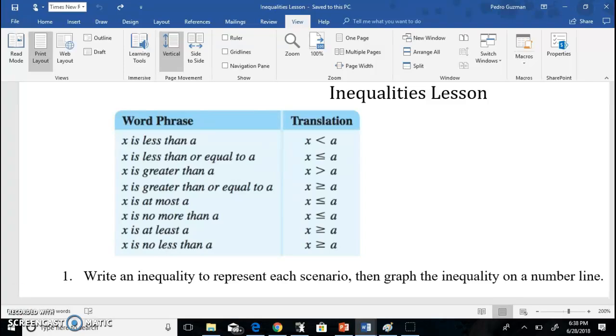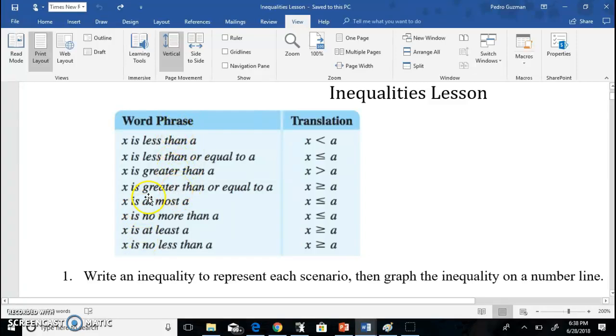So they start off with our basics. X is less than A, and you see X is, and then there's the less than sign. X is less than or equal to A. You've got less than with a line underneath. And then X is greater than A. X is greater than or equal to A. Greater than or equal to sign. Now, those I think that you probably will be fine with.